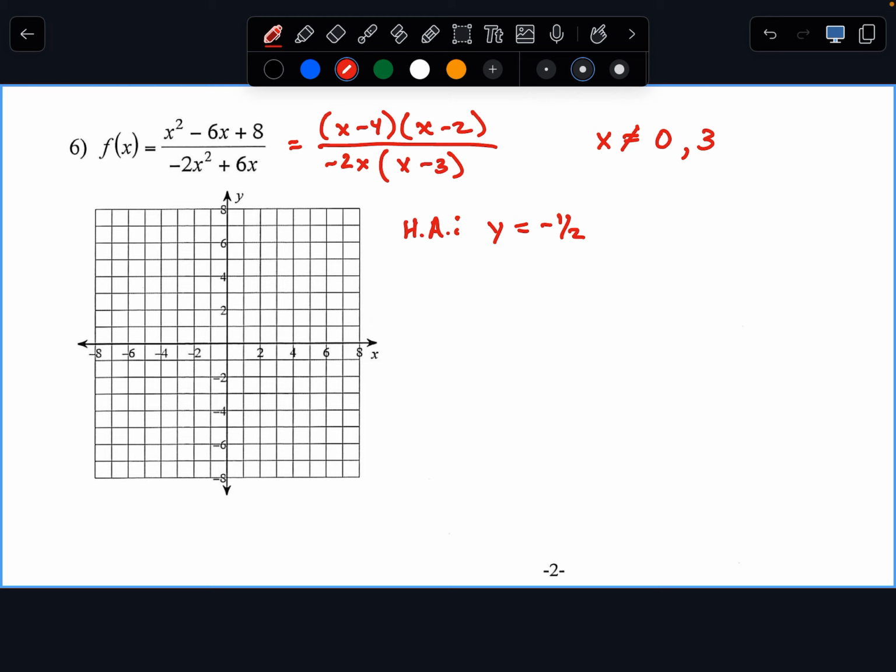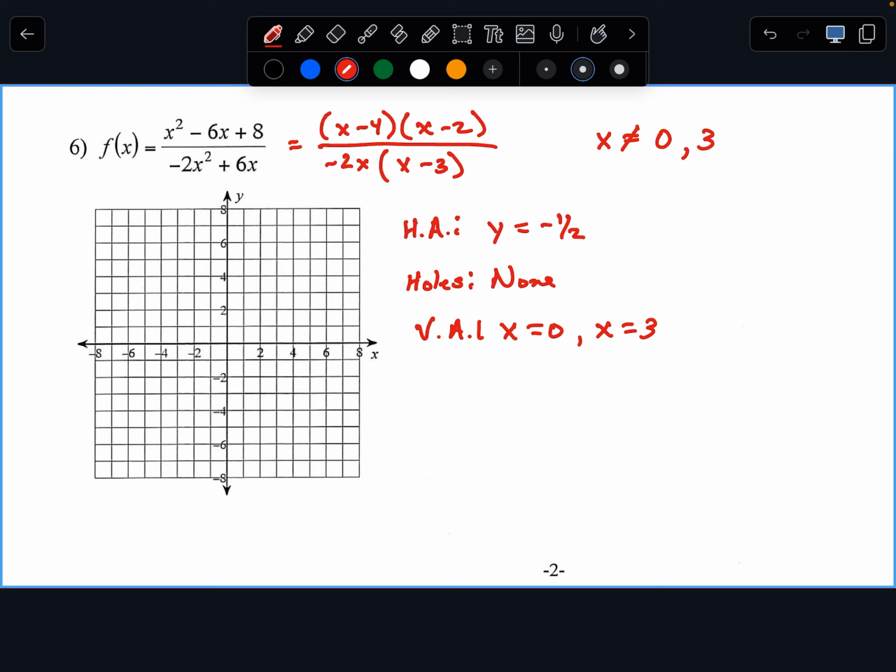There's no factors that cancel. So in this case, there is no hole in the graph. I'm just going to put down none, which means both of those discontinuities are vertical asymptotes. You have two vertical asymptotes, one at x equals 0 and another one at x equals 3.